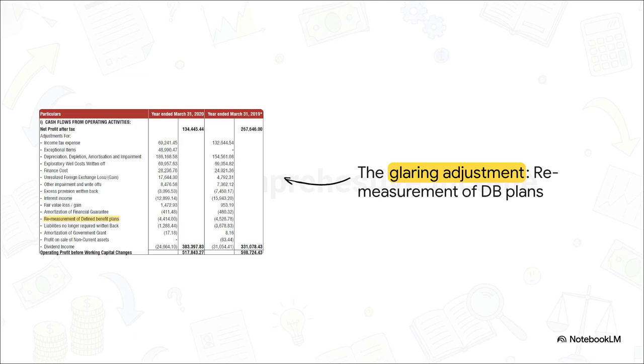Right at the top, the starting point is net profit after tax, reported at $134,445.44 for the year ended March 31, 2020. Now just scan your eyes down that list of adjustments. Do you see the highlighted item near the bottom? Remeasurement of Defined Benefit Plans. And it's showing a negative adjustment of $4,414.00. Keep that in your head.